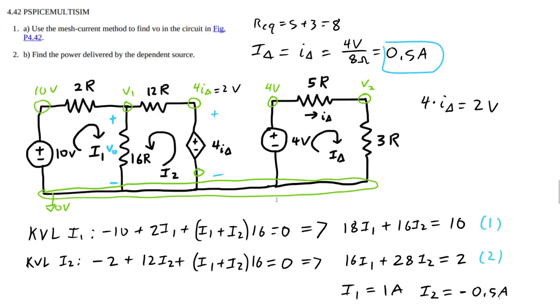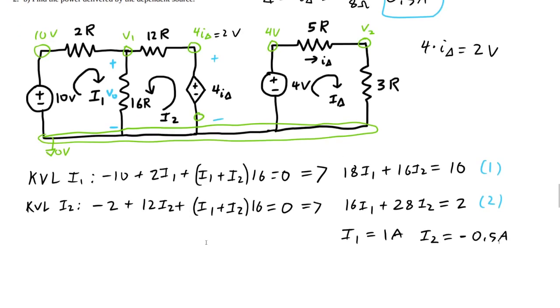Alright, so to find VO in the circuit, we need to find the current through that resistor. I'm going to call that IO. So IO is going to be the mesh current I1 plus I2. So that's 1 minus 1/2 equals 1/2.